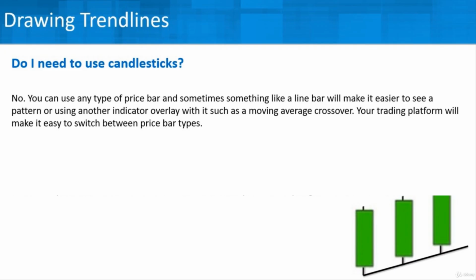It makes it easy to switch between price bar types too. You can usually just choose a different type of price bar. You click update or something like that, and it redraws your chart all ready to go with price bars instead of candlesticks, like an open, high, low, close price bar, or maybe a line, not a trend line, but a price line, as opposed to candlesticks. So you don't have to use candlesticks.